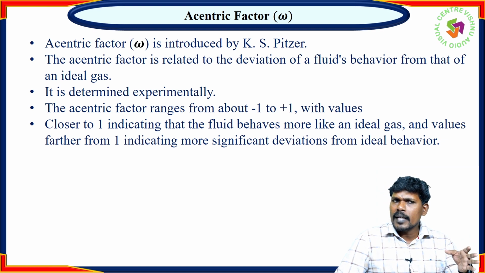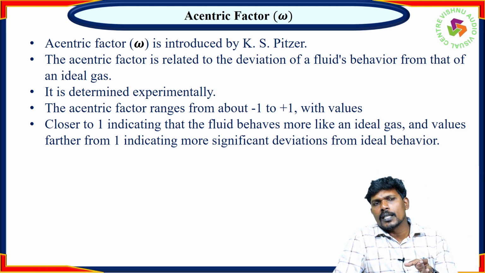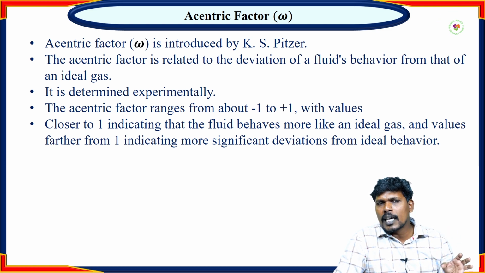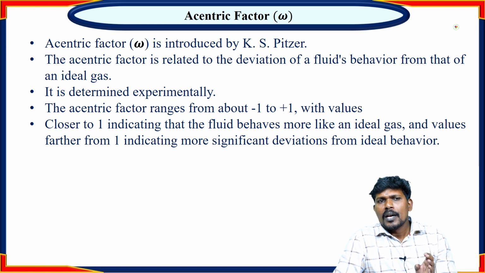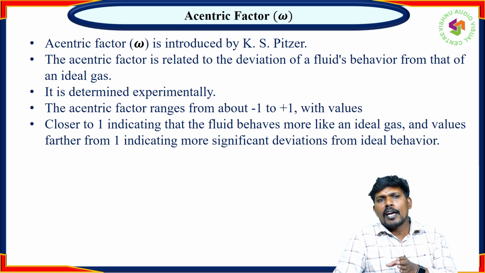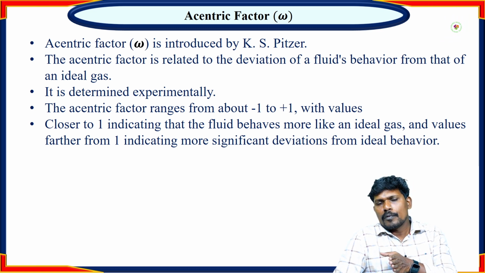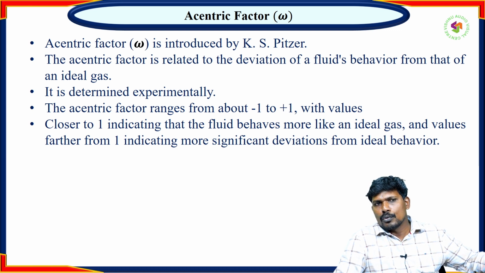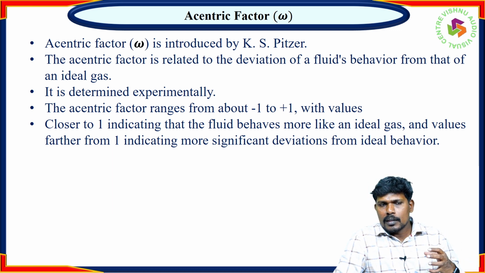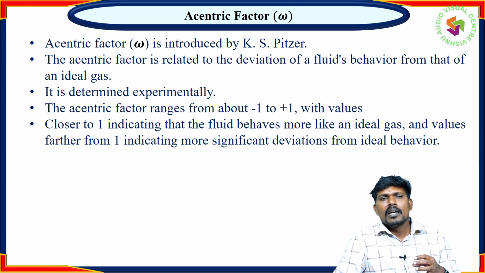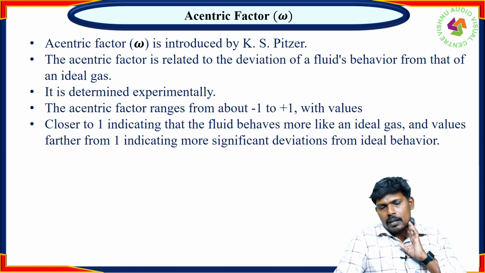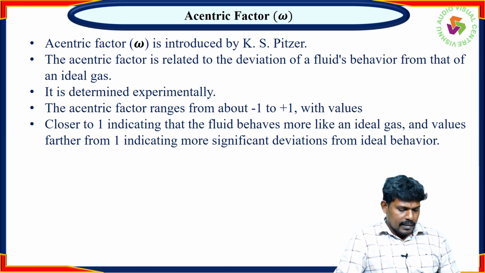When the eccentric factor value is very near to 1, it means the fluids are behaving approximately like ideal gases. When the eccentric factor value deviates far from 1, then the gases are deviating that much from ideal gases.